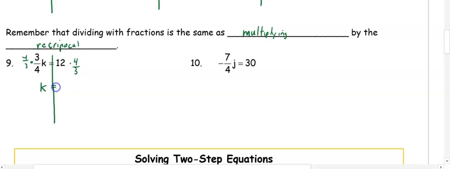So you can use your calculator, or we can put 12 over 1. So 12 times 4 is 48. 1 times 3 is 3. So that reduces to k equals 16.